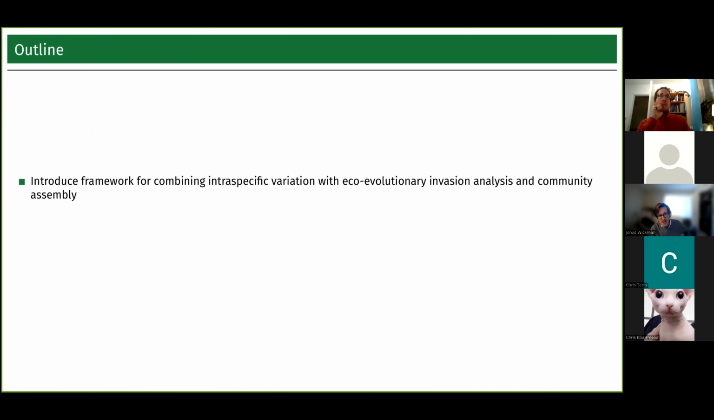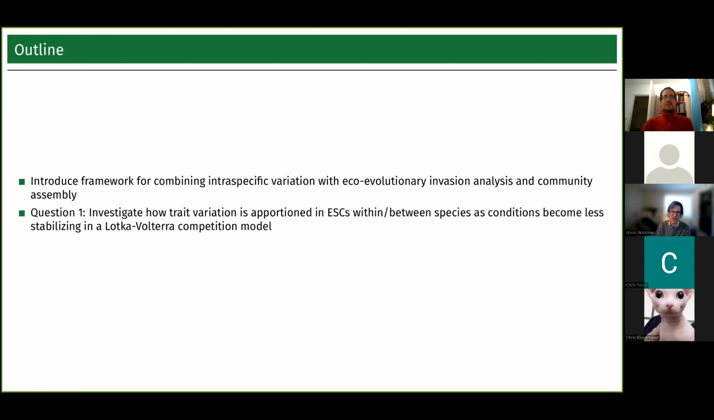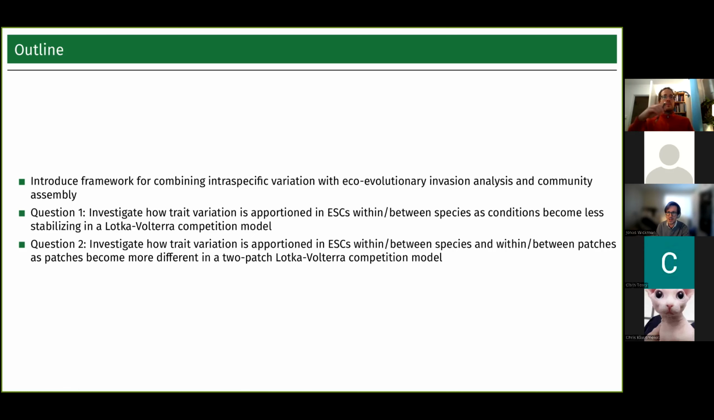So in this talk, I'm going to introduce a framework we've come up with for trying to combine these two facets of eco-evolutionary theory. We're going to study question one, what happens as selection becomes less stabilizing in a non-structured model, using a simple Lotka-Volterra competition model. And then for question two, we're going to extend this Lotka-Volterra competition model to a two-patch model to see what happens when conditions become more heterogeneous.